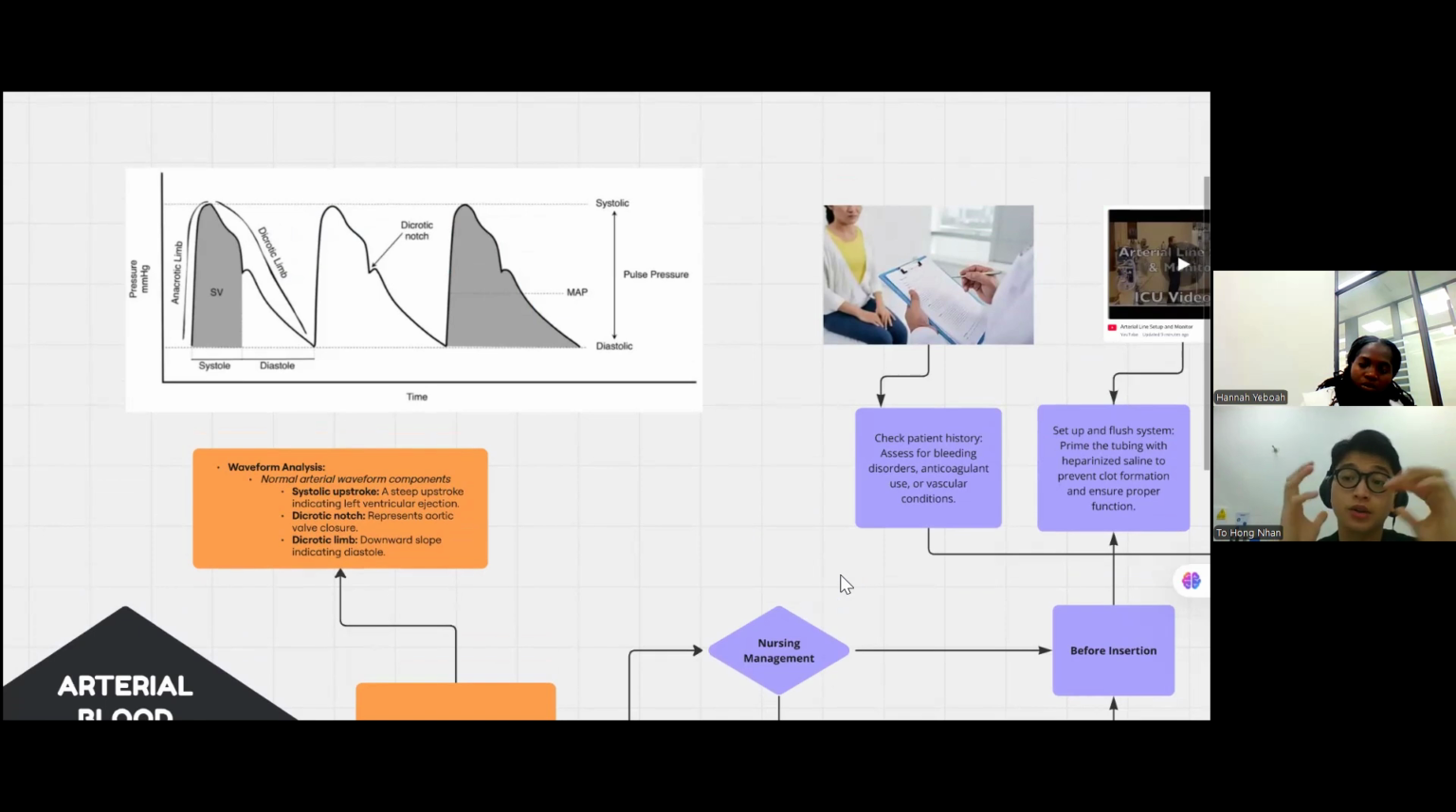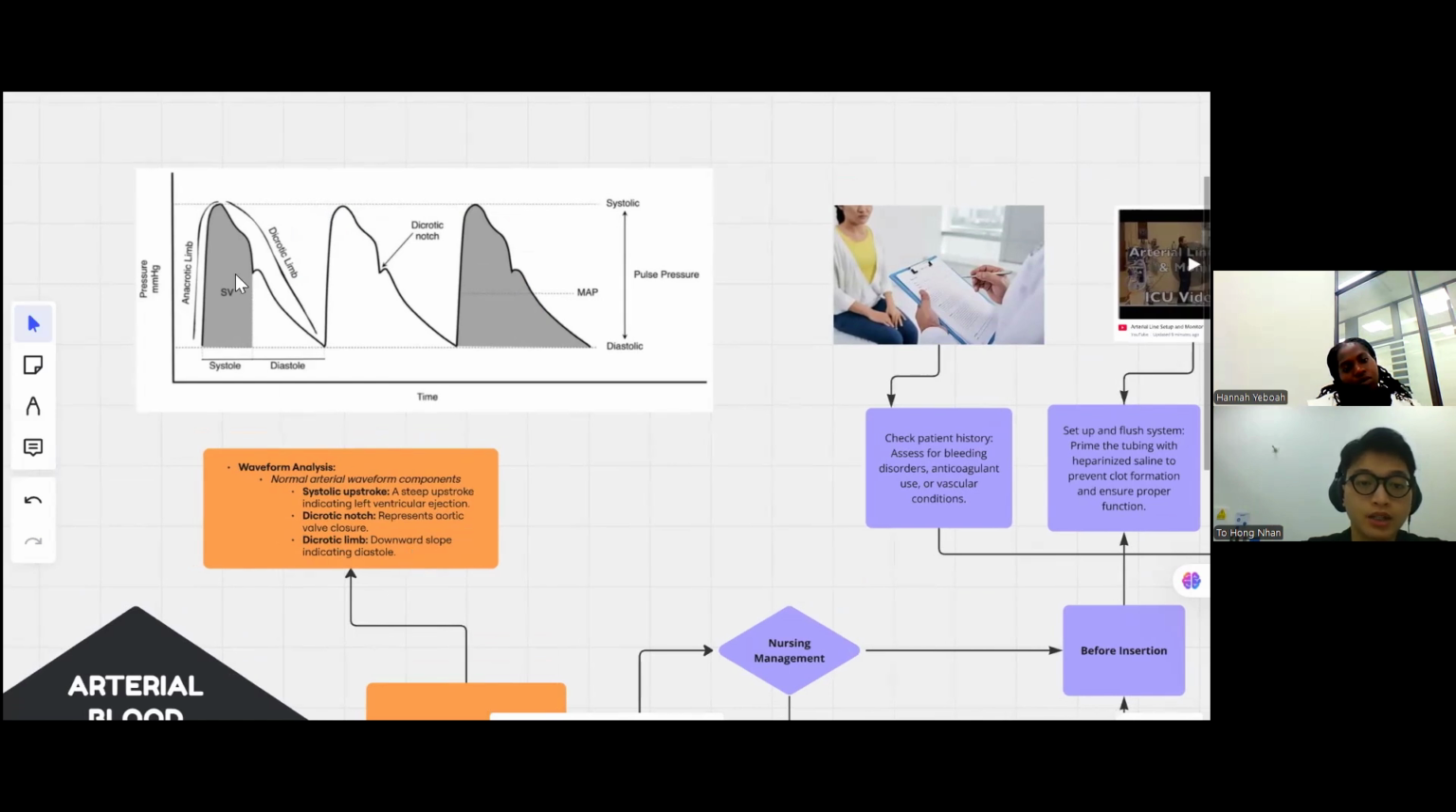As I mentioned, the monitor also presents these numbers in terms of the waveform, so we also need to understand some basic interpretation of these figures. The normal arterial waveform consists of three parts. The first one is the systolic upstroke, the one that goes up very steeply. The systolic upstroke indicates left ventricular ejection. When the left ventricle contracts, blood flows into the aorta.